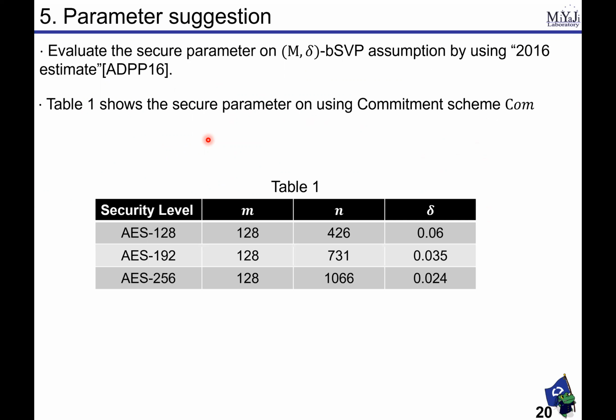So this is our proposal of a homomorphic commitment scheme. We also did a parameter suggestion. We evaluate a secure parameter on the M-delta-bSVP assumption by using the lattice estimator. Table 1 shows a secure parameter set for using the commitment scheme Com.